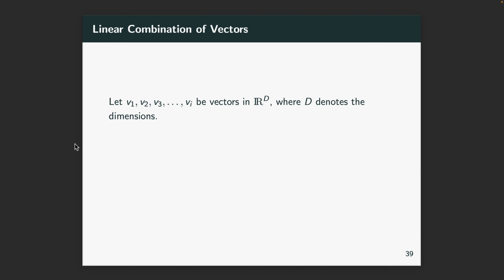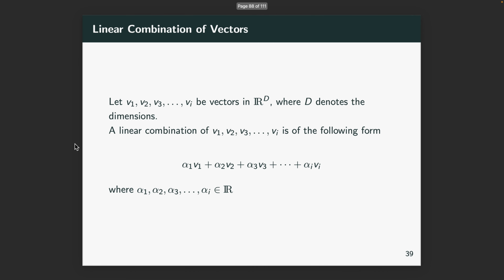We first discuss a bit of mathematical background required to understand this. We already know what a linear combination of vectors means. Let us say that we have a few vectors v1, v2, v3 till vi. These are d-dimensional vectors. We can say that a linear combination of these vectors is of the following form: alpha 1 times v1 plus alpha 2 times v2 plus so on till alpha i times vi, where each of these alpha i's are scalars, or in this case just real numbers.